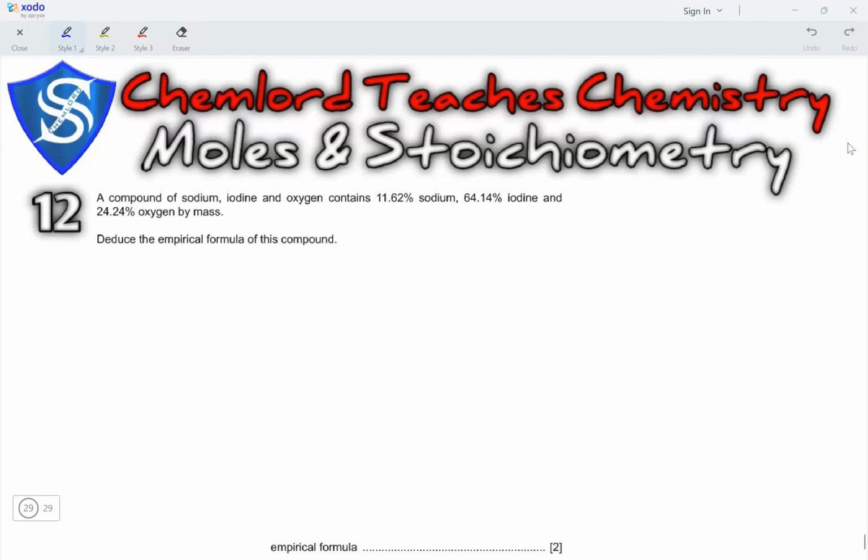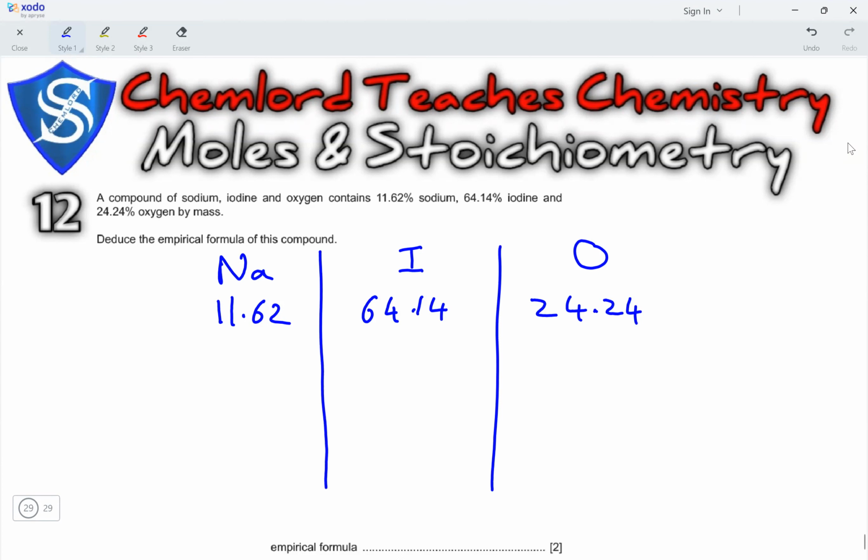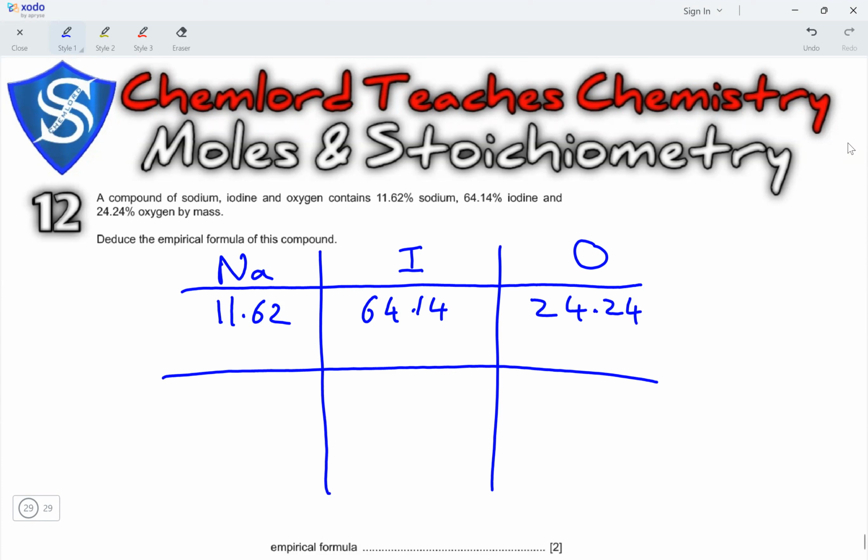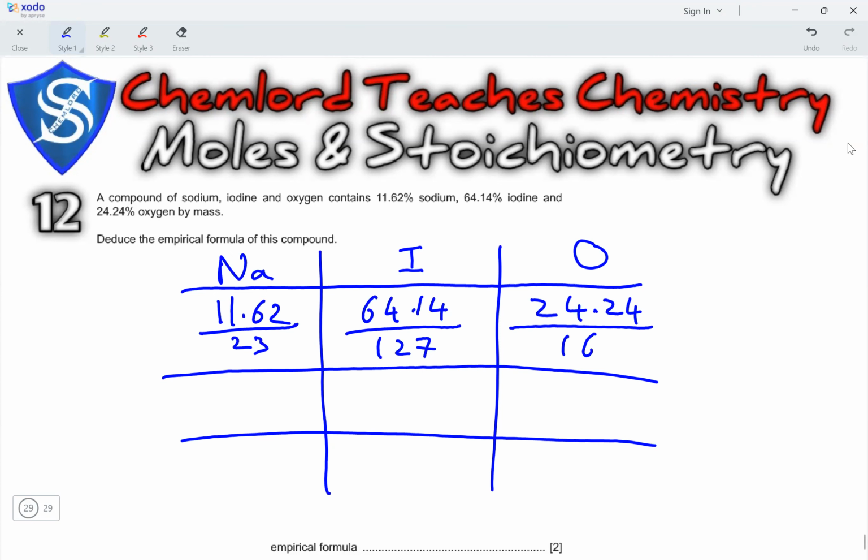Question 12. A compound of sodium, iodine, and oxygen contains 11.62% sodium, 64.14% iodine, and 24.24% oxygen by mass. Deduce the empirical formula of this compound. So the first thing that we need to do is divide each of these percentages by the Ar values of these elements. So the Ar of sodium is 23, the Ar of iodine is 127, and the Ar of oxygen is 16.